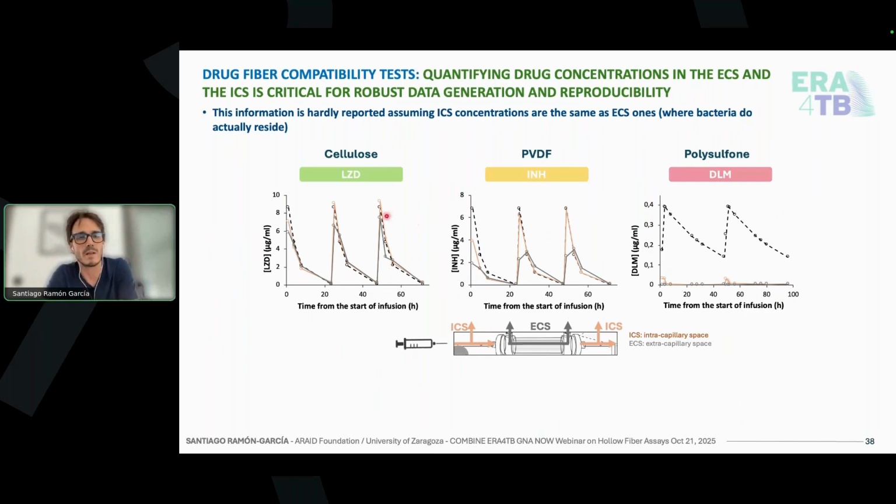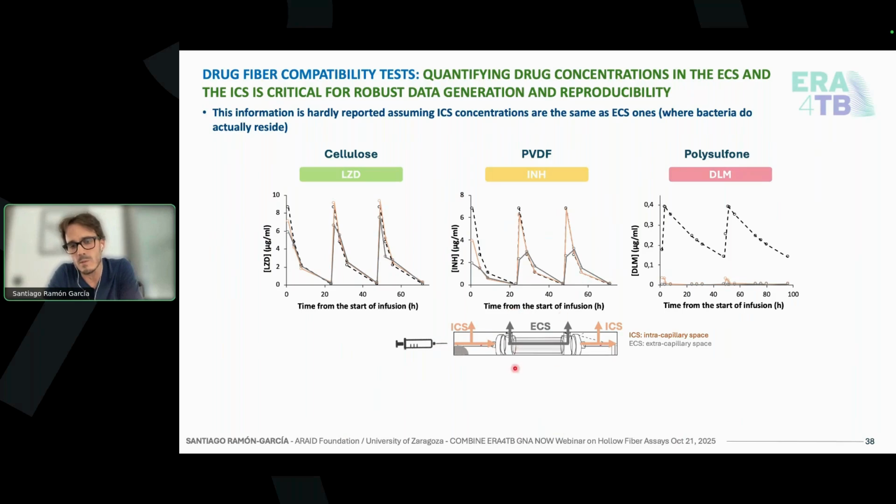Here we have examples: for linezolid in cellulose, the dotted line is what we intend to mimic, okay? And we have the concentrations in the intracapillary space, which is the central compartment, and the extracapillary space where the bacteria are. For linezolid, we can properly reproduce the levels. In the case of isoniazid, in the intracapillary space, what we are programming in the pumps, we are able to mimic the profiles.